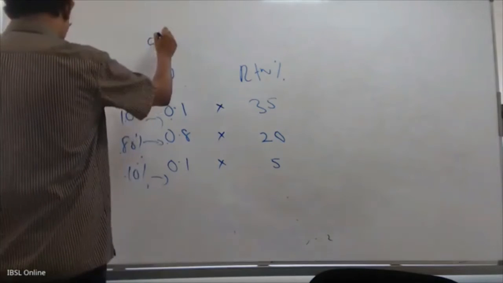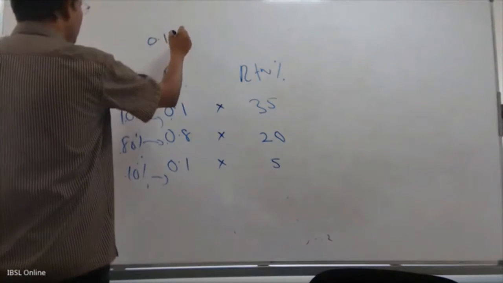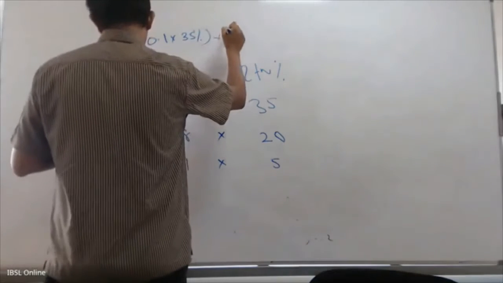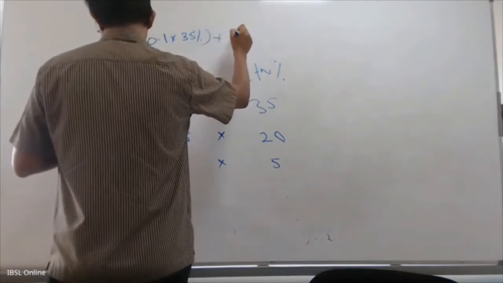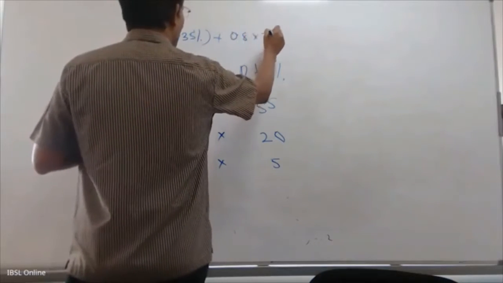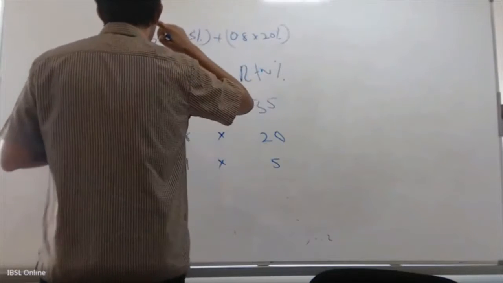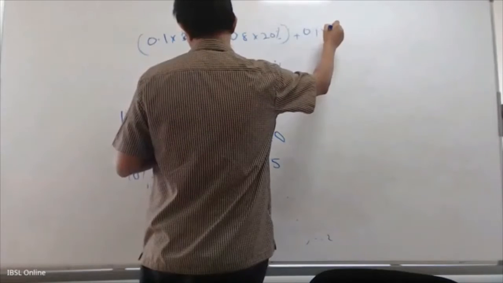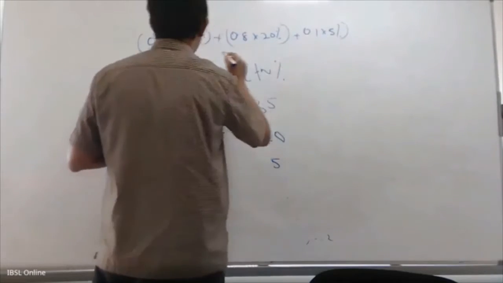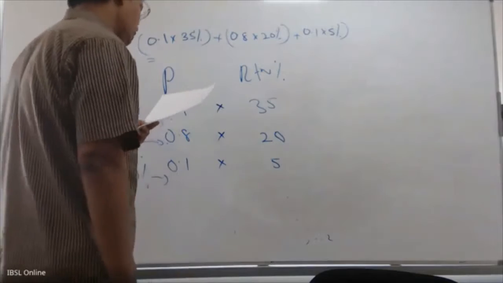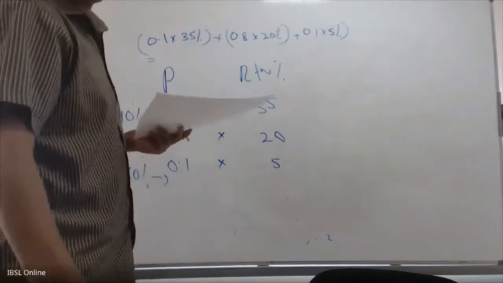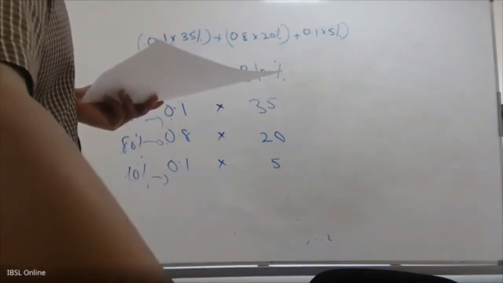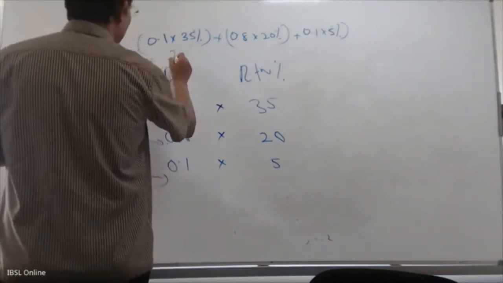Here, 0.1 into 35% plus 0.8 into 20%, then plus 0.1 into 5%. Once you add these things, the summation is 20%. That's been calculated for you. The same thing is available in your YouTube video as well. It's 20%.